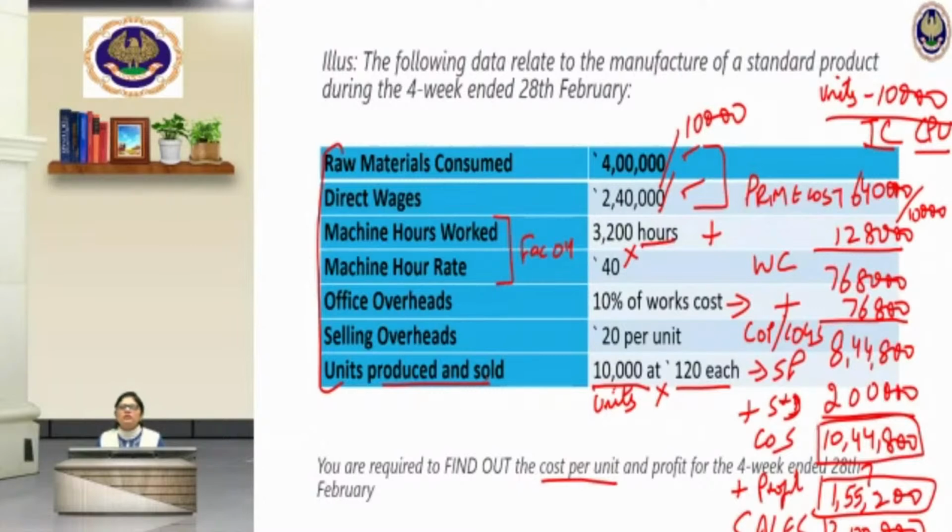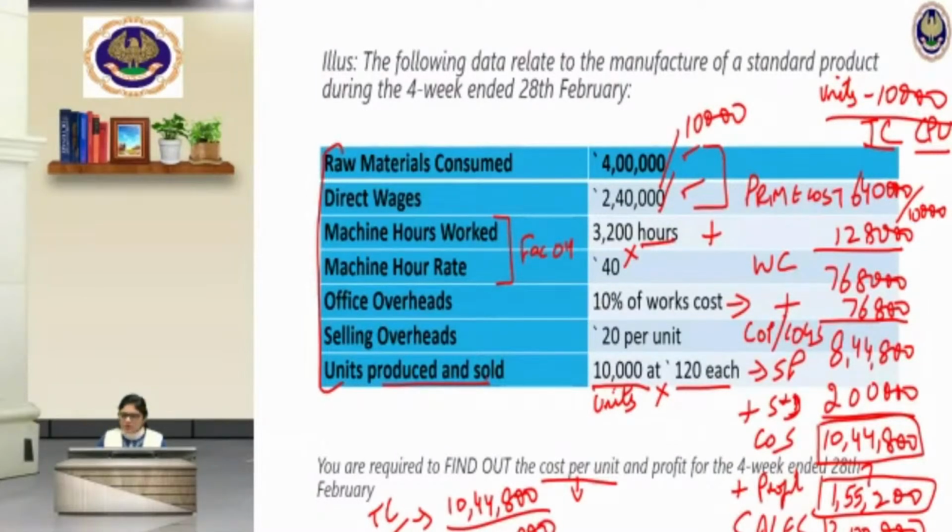10,44,800 is your total cost. You have got the total cost. You have the total units. Can't you calculate cost per unit? Yes. So cost of sales will be the total cost here divided by total units. You will get the cost per unit. How to calculate cost per unit? 10,44,800 divided by 10,000. Total cost divided by total units will get you cost per unit. Okay, students, any doubt in this?